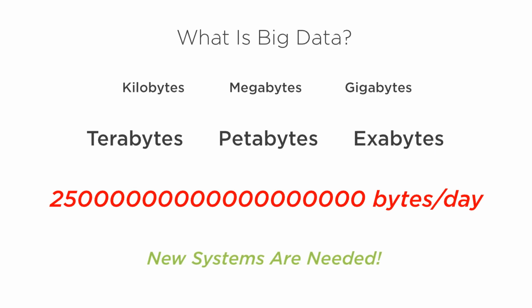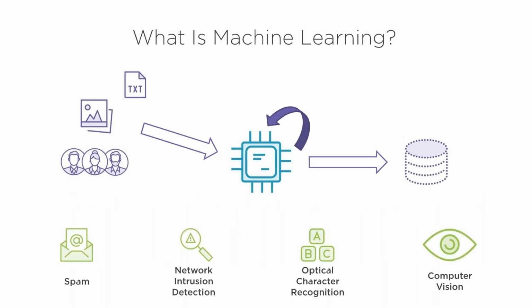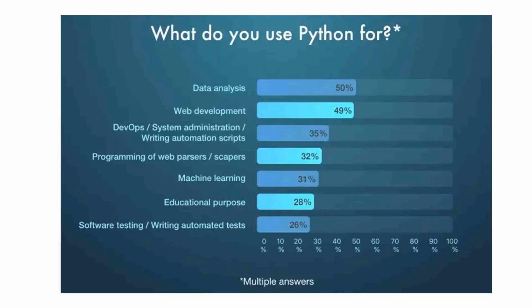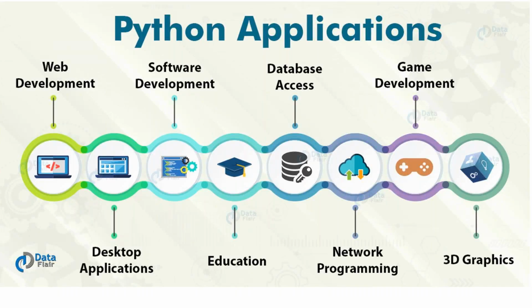Python is very popular for big data processing also. That is one of the reasons. Python is popular for machine learning also, Python 3 primarily, not 2. Python is very popular for network engineers. If you want to use Python, it's for data analysis, web development, DevOps work. System coding and automation scripts we use a lot. Web parsers, machine learning and educational purposes can also use it.